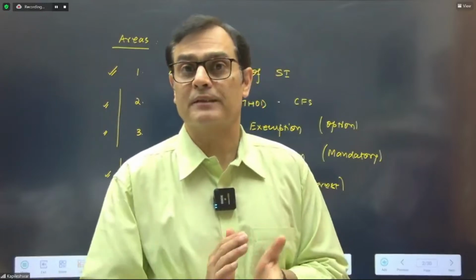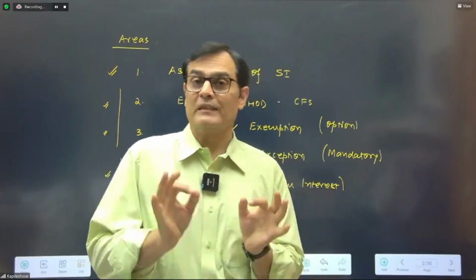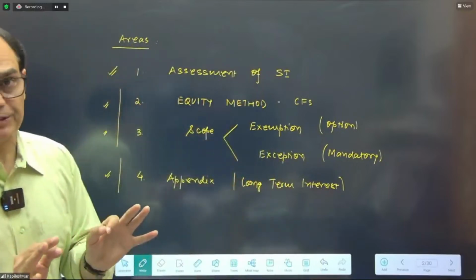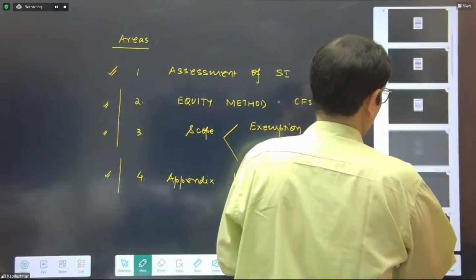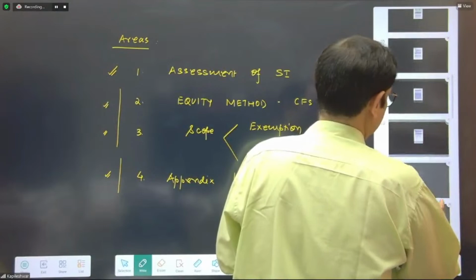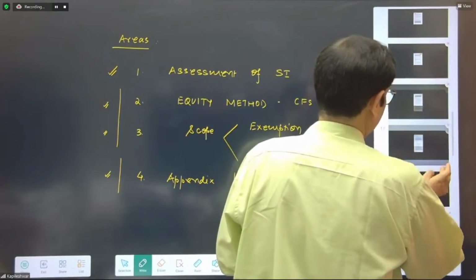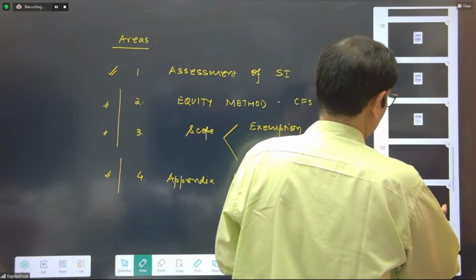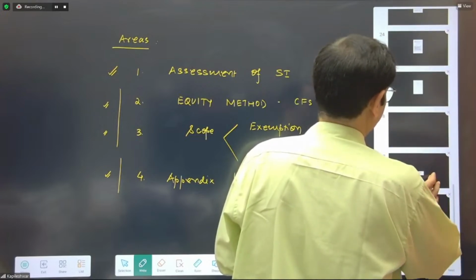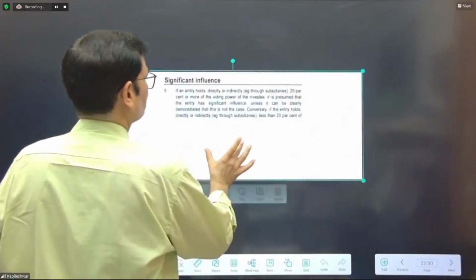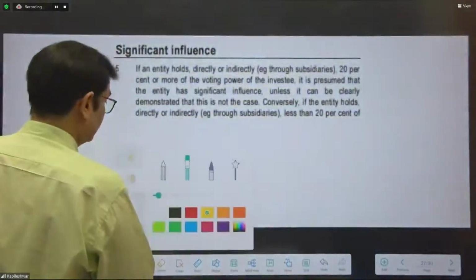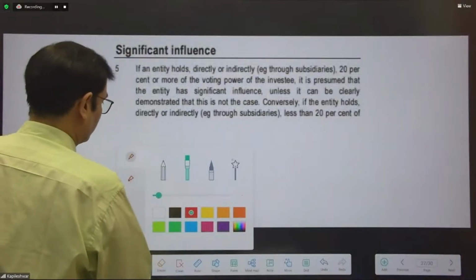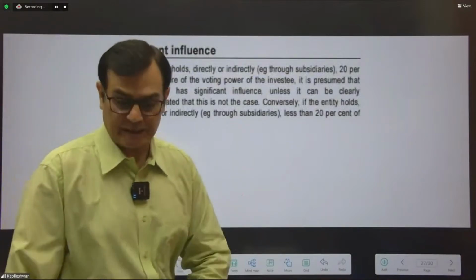I think the introduction part is done. Let's get on to the concept of assessment of significant influence. What I have done is taken a little extract of the standard Ind AS 28. In this particular case, I'm just going to show you what the standard says on the significant influence assessment. So this is para number 5. I guess it is pretty much visible indeed. Let's have a look at what para number 5 says.